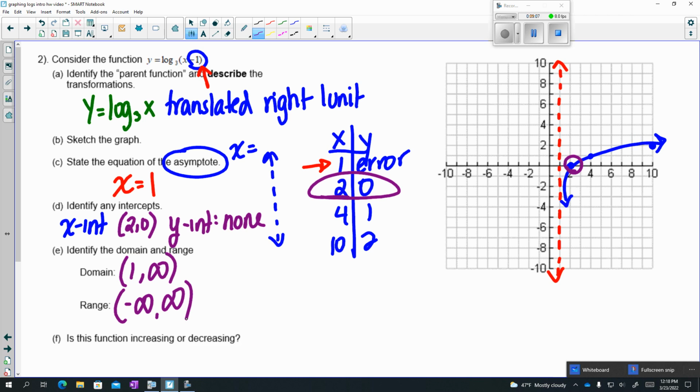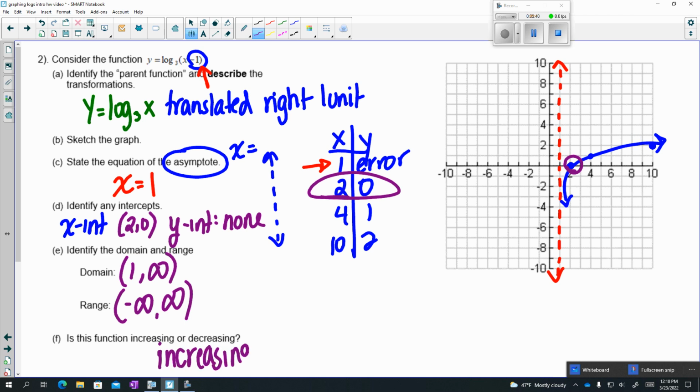So if you notice, most of the logs and exponential rules are opposite. My exponentials, I don't have x-intercepts most times. My logs, I don't have y-intercepts most times. X equals versus y equals on the asymptote. In exponential functions, my domain is always all real numbers. For logs, my range is always all real numbers. And then is this function increasing or decreasing? This is an increasing function.